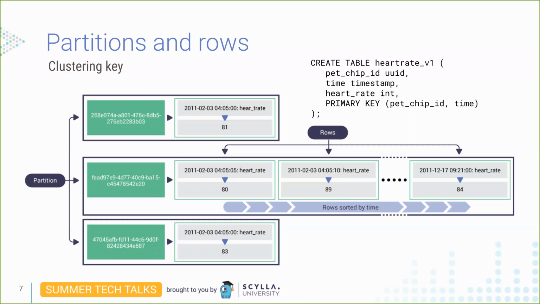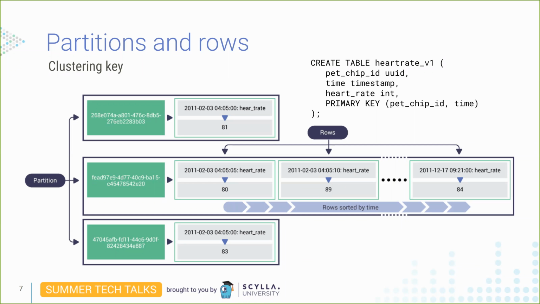By adding a time column, Scylla will then split the primary key field in two parts. The first part, the pet chip ID, will be a partition key, as we saw before, the partition identifier, and the clustering key is the second part. It is different from a partition key because a clustering key is not used to identify a partition. What a clustering key does is sort each row, that is, each container of data, physically inside the partition. It will append into the partition identified by the partition key.